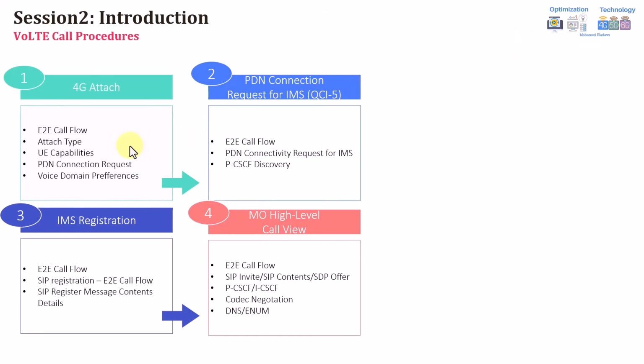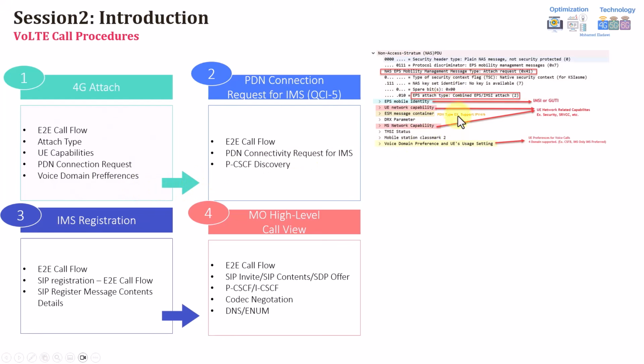So before jumping into the details, I would like to recall what we ended with in the previous session, which is related to the high level of the VoLTE call procedures. As you remember, I mentioned that it's split into 4 parts. The first part is about the 4G attach. Initially, once the user gets connected to the network, you need to attach to the EPC on the 4G network in general. So we'll explain the end-to-end call flow and some of the message contents. And the most important is the capabilities of the voice domain and so on.